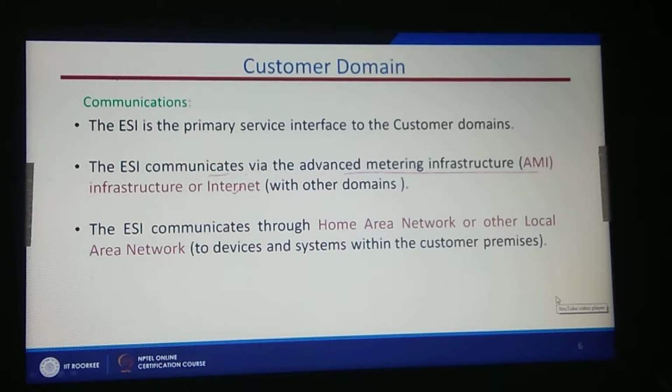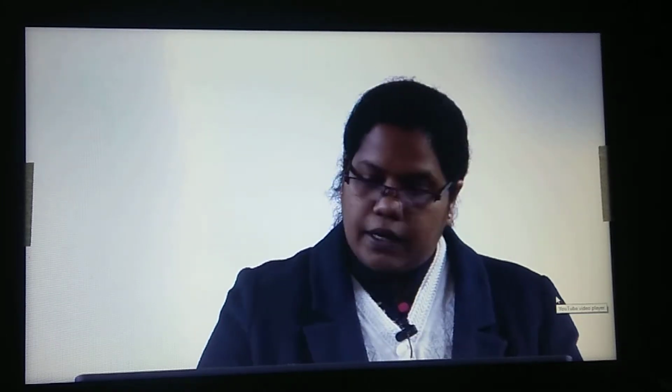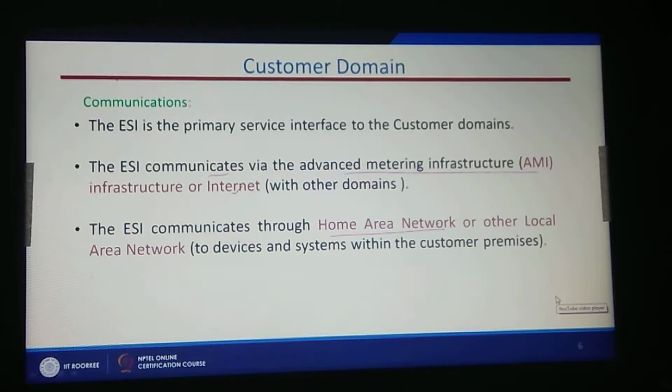And another very important part of the ESI communication system is that it also communicates with the devices present inside the system through the home area network or the local area network, which is known as HAN or LAN. The HAN stands for home area network and the LAN stands for local area network. And coming to the basic block diagram of the customer domain, here it is.